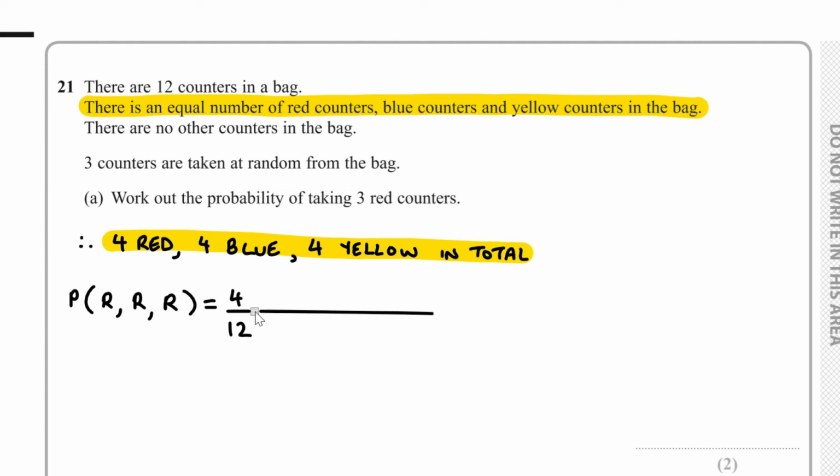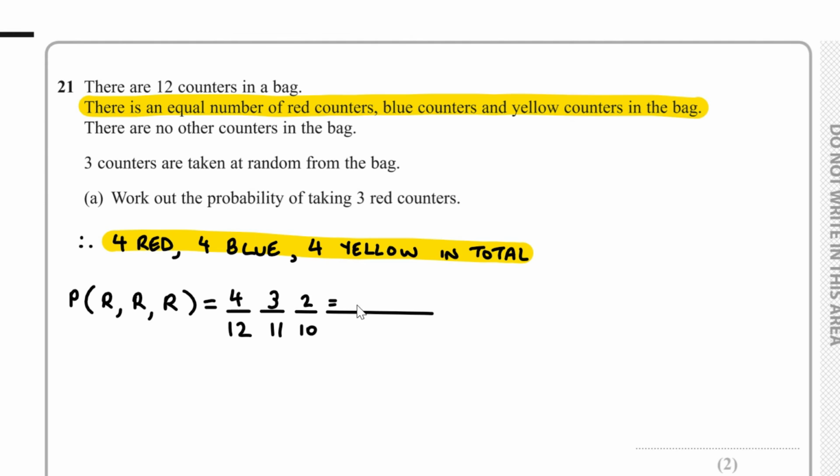That's our first pick. For the next pick, if we've already picked a counter, there's 11 left, and we've already picked a red, so there's 3 red left. So this is our second pick. And for the third pick, there'll be 10 counters left, and we've already chosen a red, so if we choose another red, there'll be 2 left over.